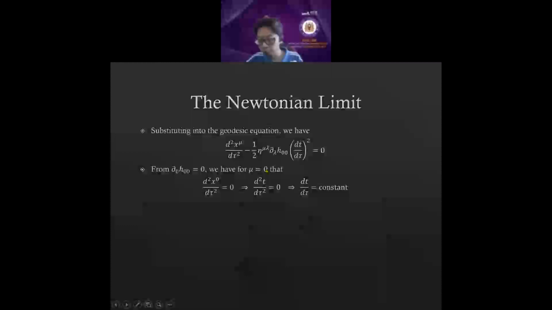So for mu equals 0, from the condition of a static gravitational field, this equation is the condition that this is equal to 0, so that the rate of change of the coordinate time, dt by d tau, is constant. Is equal to constant. This is what the mu equals 0 equation gives.